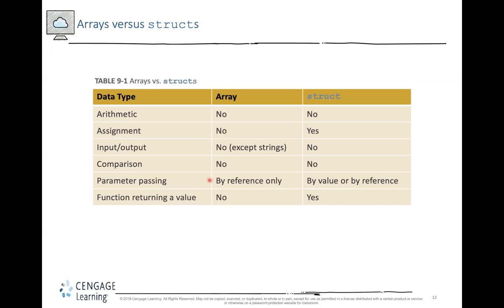Passing parameters. We previously said that you can pass an array as a function parameter, and when you pass that name around, it does not really do a copy. Essentially, you're just passing that reference around. And with structs, you have a choice. You may do a pass by value or by reference.